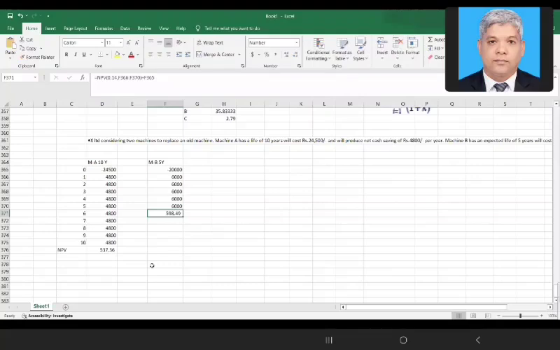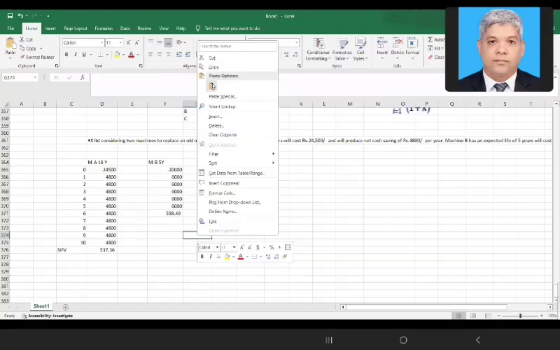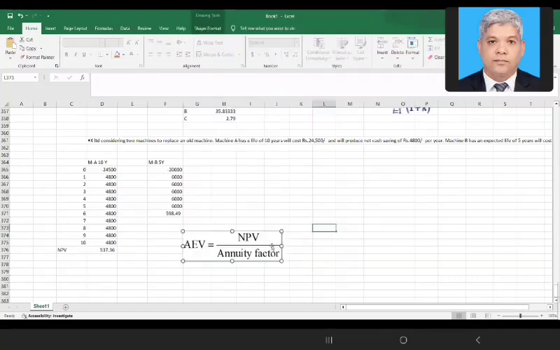And to prove that, we can calculate the annual equivalent value. I think you can remember that the annual equivalent value can be calculated as we did earlier: NPV divided by the annuity factor. Using that annual equivalent value, you can select which is best. It's going to be machine B as the best project. So annual equivalent value means NPV divided by the annuity factor.